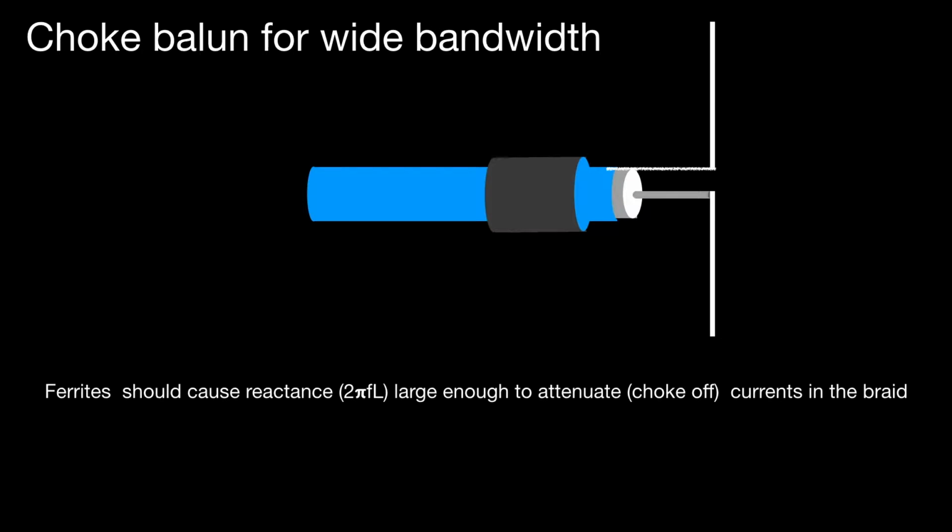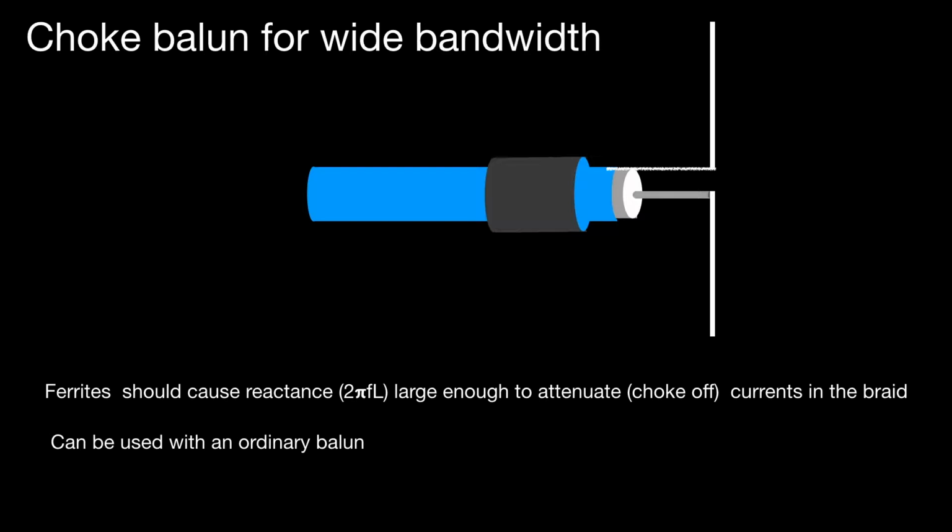So the ferrites should cause a reactance, in other words 2πfL, large enough to attenuate or choke off the currents in the braid. Remember, it's if the braid is carrying any signal currents that we get our problems.